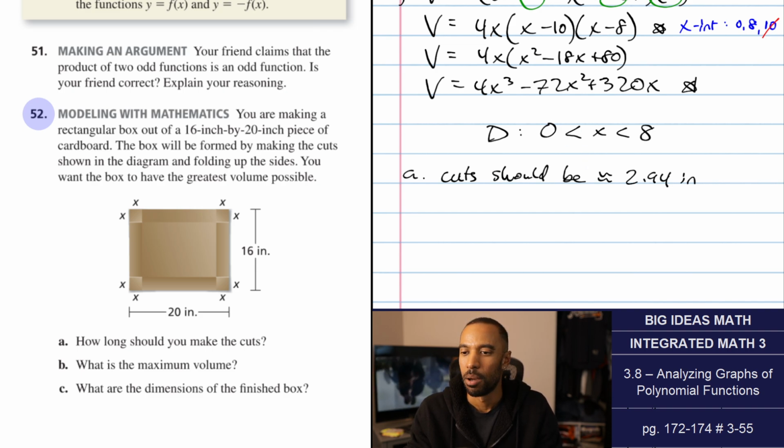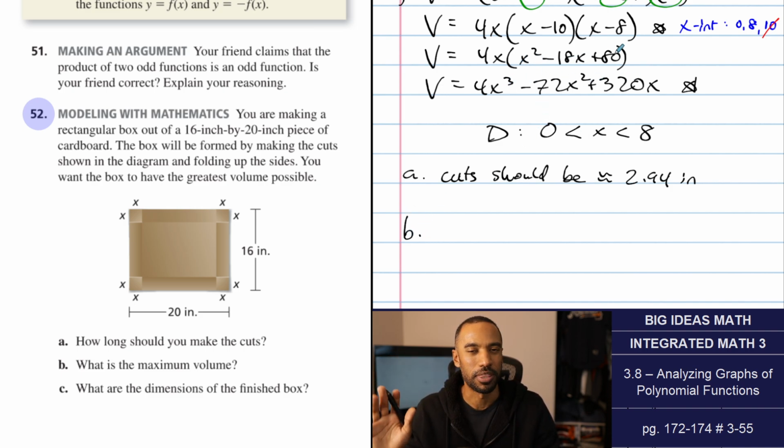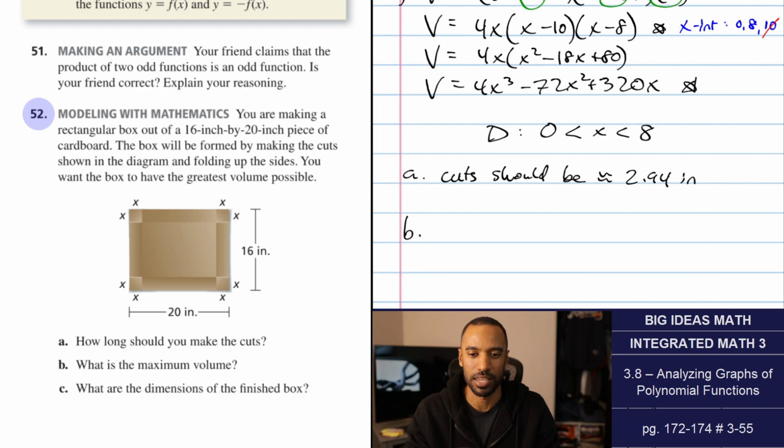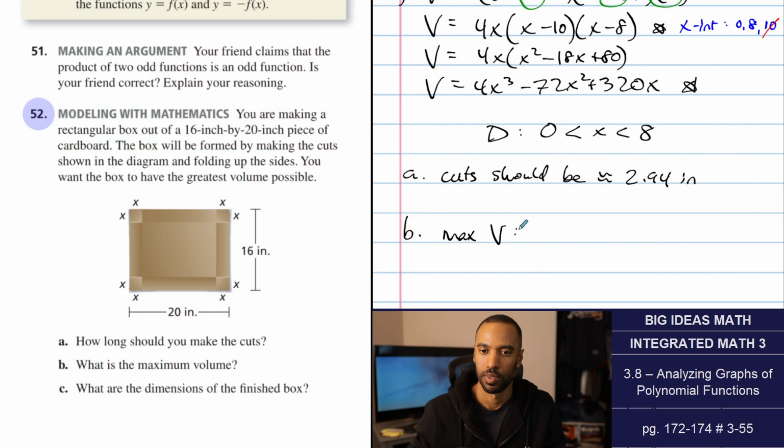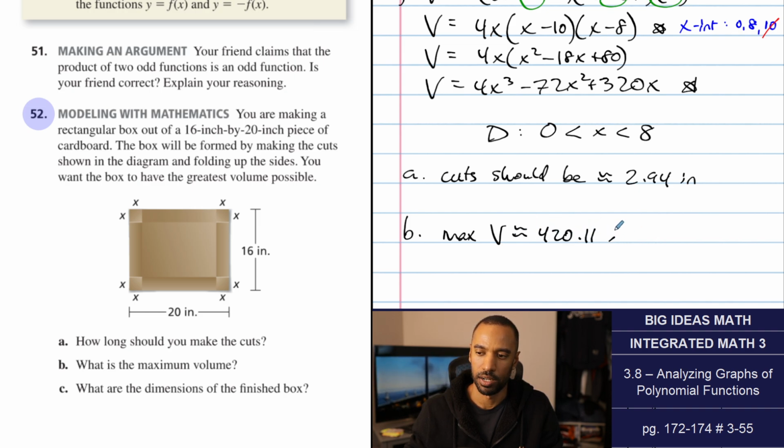Okay, part B. I was going to say I should solve this cubic because I can factor out and solve the quadratic, but then I realized those are the x-intercepts. That's not the maximum value. Part B, what is the maximum volume? That was this other number right here. Maximum volume is around 420.11 cubic inches.